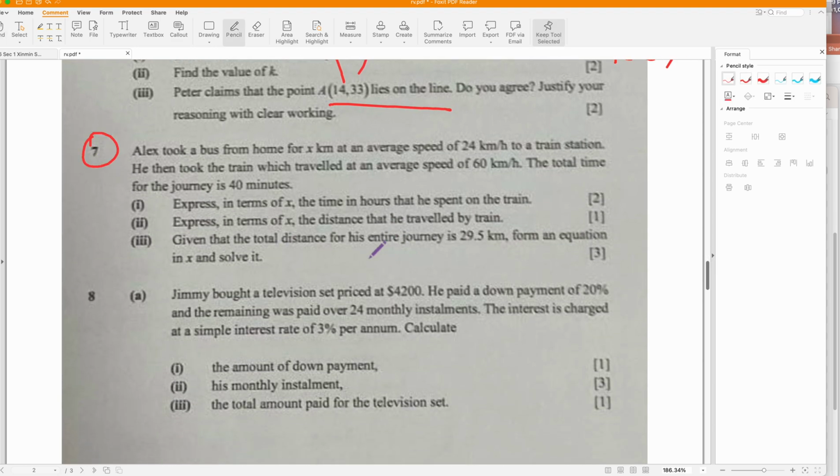For this speed question, you need to standardize the unit. This one is not in hours, you need to standardize to hours. This one is also very easy, the hire purchase, down payment and remaining. We just talked about this just now, right?